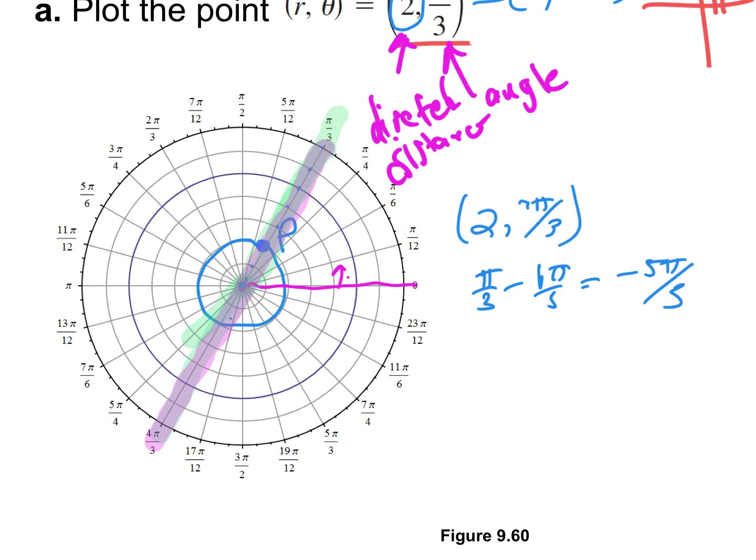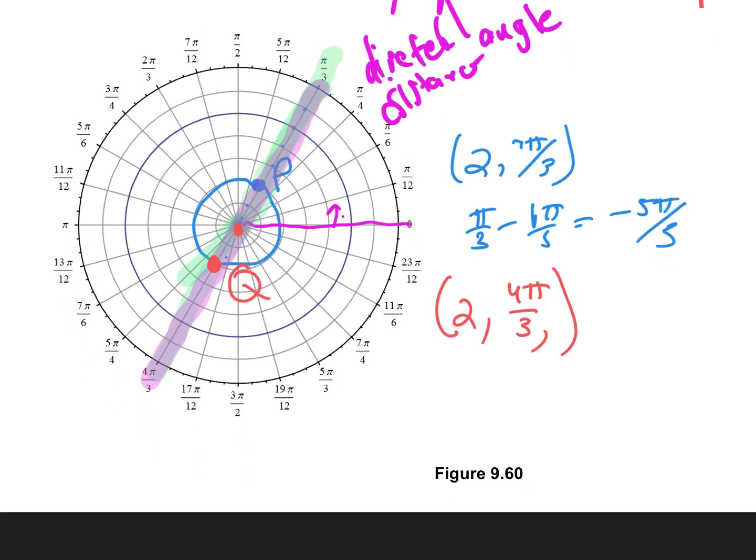Everybody see that? All right, so say I'm looking at this point right here. I'm going to call this Q. All right, so what would you tell me from the pole? What is this? Well, from the pole, point Q is at 4 pi over 3 is the angle, and the directed distance that I went was 2 out. Okay, perfect.